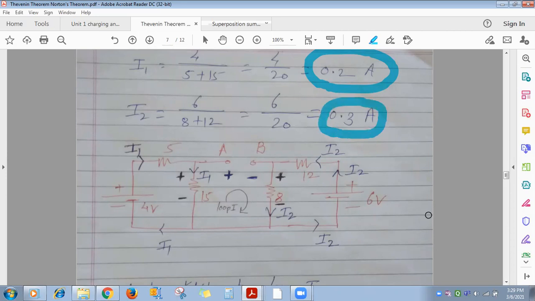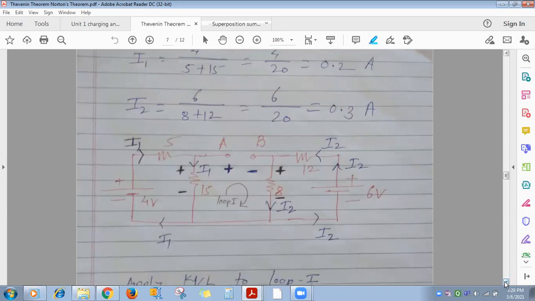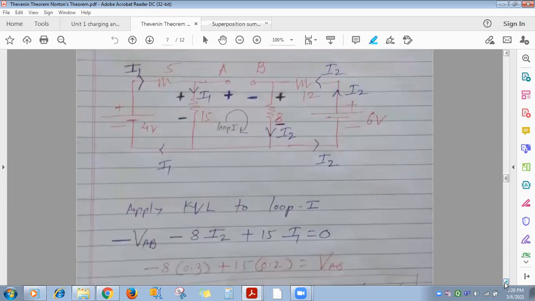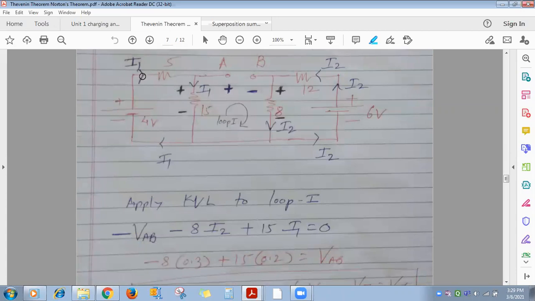Got it? Okay. Now can we go next? If it is becoming fast, please tell me. Now in the inner loop, with reference to the I1 direction, the upper terminal is positive, lower is negative. For I2 also, across 8 ohm the voltage drop is 8 times I2, upper terminal positive, lower negative. And A and B you mark any positive, any negative. A I have marked positive, B negative.